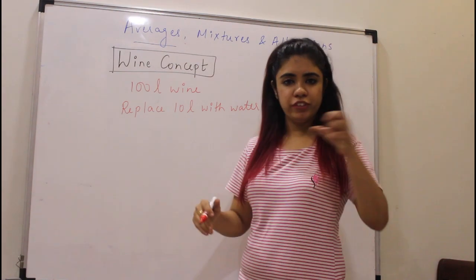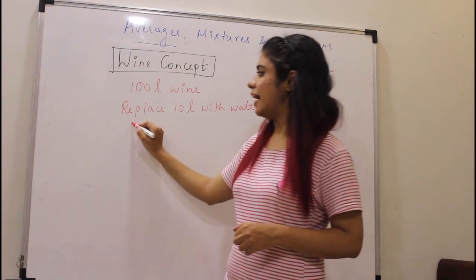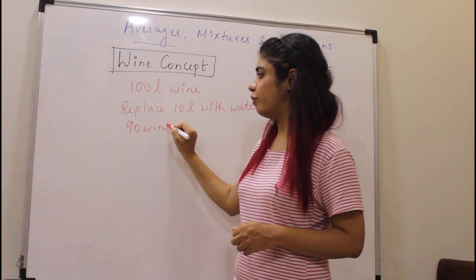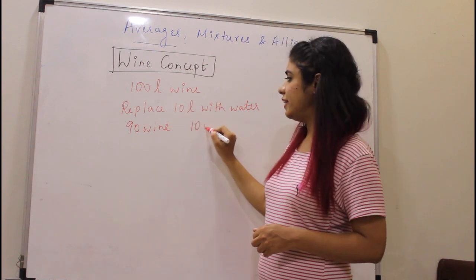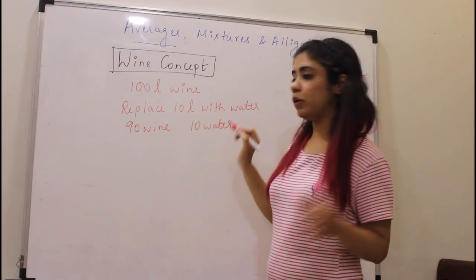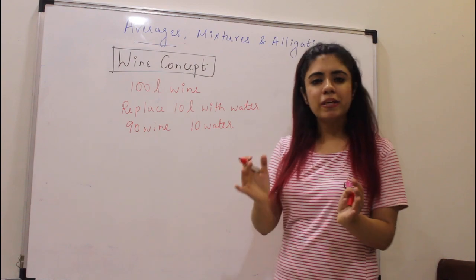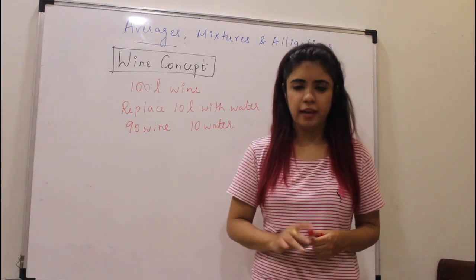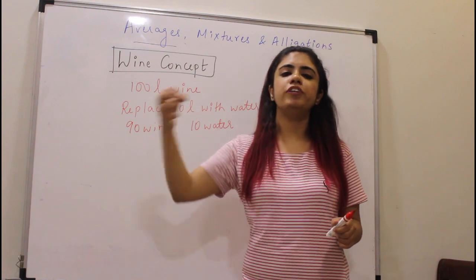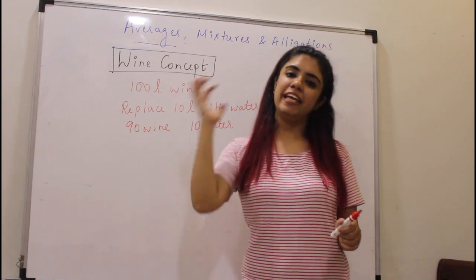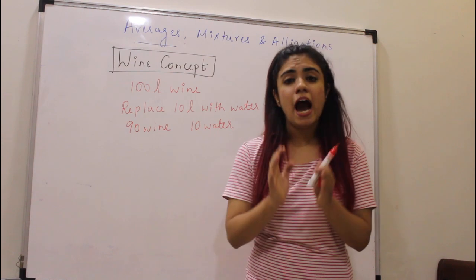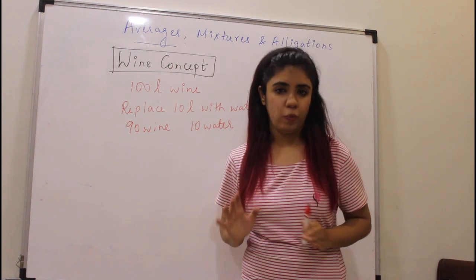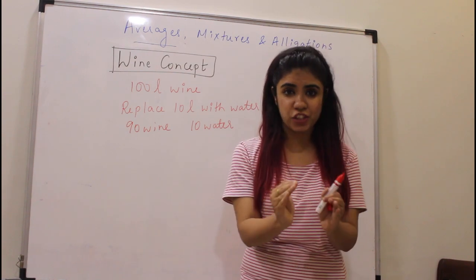So when I remove 10 liters, that means I have 90 liters of wine and I have 10 liters of water because I am adding water. So basically I have a solution now, a mixture of wine and water. Now again I remove 10 liters and I add 10 liters of water. How much wine do I have now? Understand, you have a mixture now.